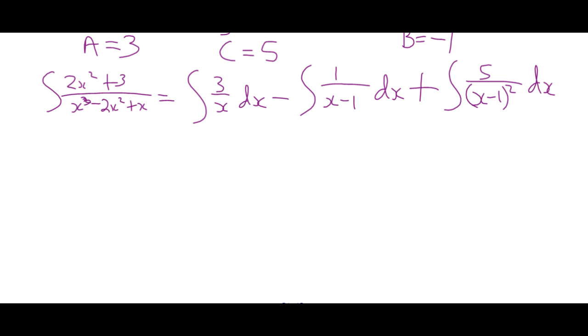Okay, so the first 2 are easy to do. So what's this one? 3 ln x, and when you say x, I know you mean the absolute value of x, so I'll just write that. So 3 ln x. Next. Minus the ln of the absolute value of x minus 1. Plus, okay, can we do this one? Yes.